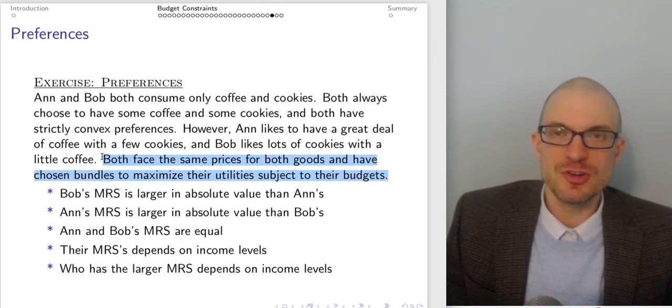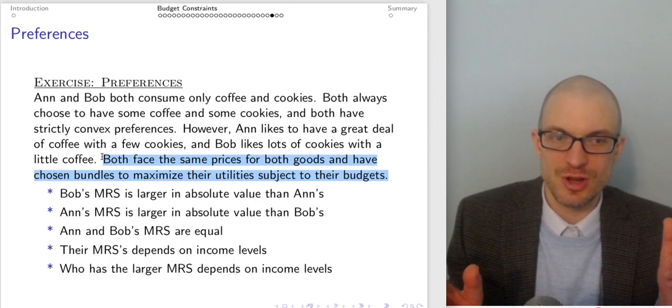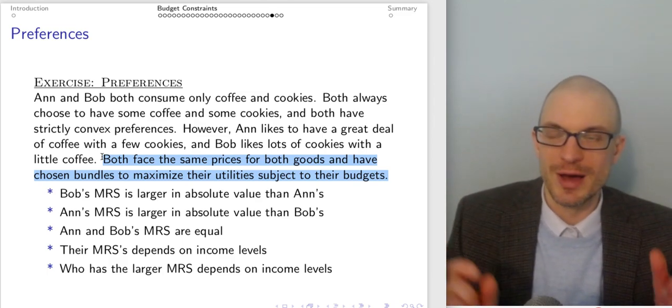Our optimization decision is you want to set your MRS equal to the price ratio. So Ann's MRS has to equal the price ratio. Bob's MRS has to equal the price ratio. So Ann's MRS has to equal Bob's MRS.